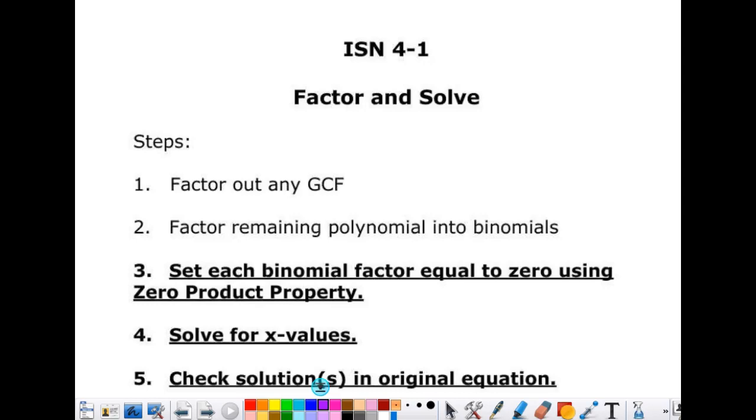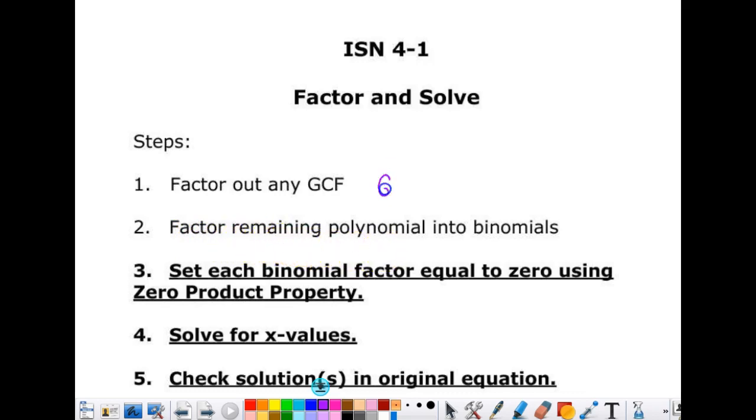Okay, so what we're doing today is factoring and solving. We're adding a step, so pay really good attention to the factoring part so you can get it. It'll help you do your test corrections and all that stuff. So the first step is to factor out any GCF. That's what we've been doing, okay? The second step is to factor anything that's left in the polynomial.